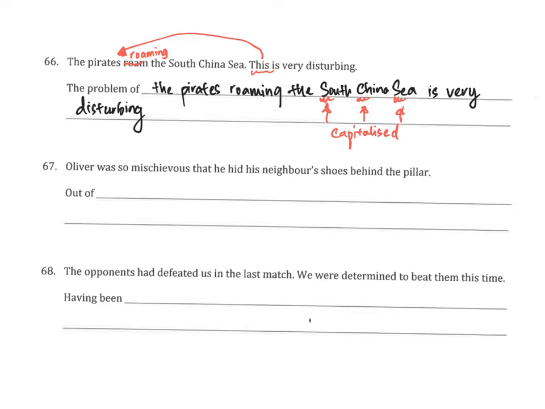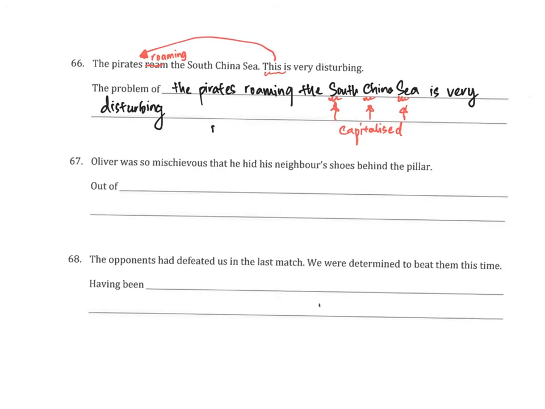Up to 3 errors. In this case, South China Sea, SCS. So the problem of the pirates roaming the South China Sea is very disturbing, right? It makes perfect sense. And remember, we were talking about how rule number 1 is that the question and the answer must be equal, meaning there's no change in the meaning and there's no change in the tense. So rule number 1, check. Rule number 2, check. All right, so good. That's question 66.